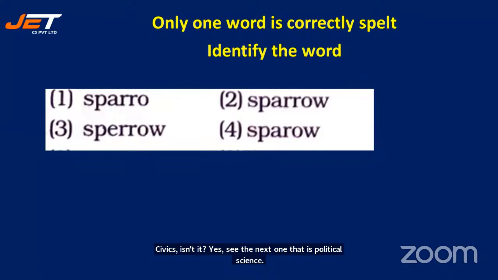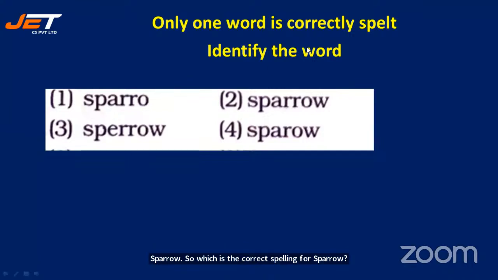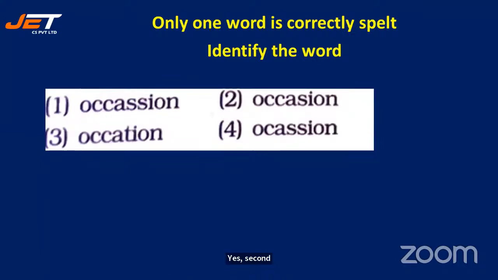See the next one, that is political science. Sparrow. So which is a correct spelling for sparrow? Let me check the chat box now. Yes, second option. Almost all are giving me the second option. Excellent. Good. It is sparrow. All right. See the next one. Occasion. Which one? Is it 1, 2, 3, or 4?